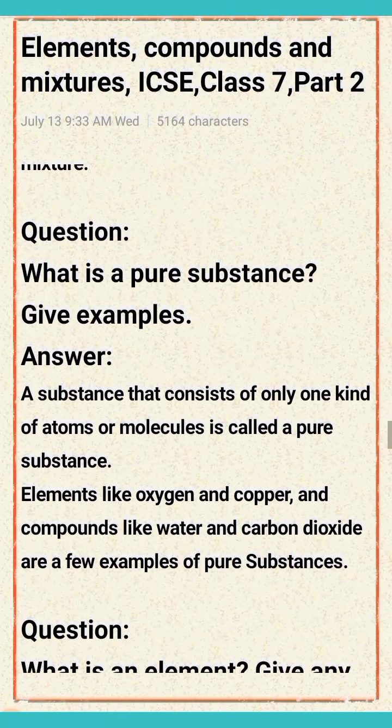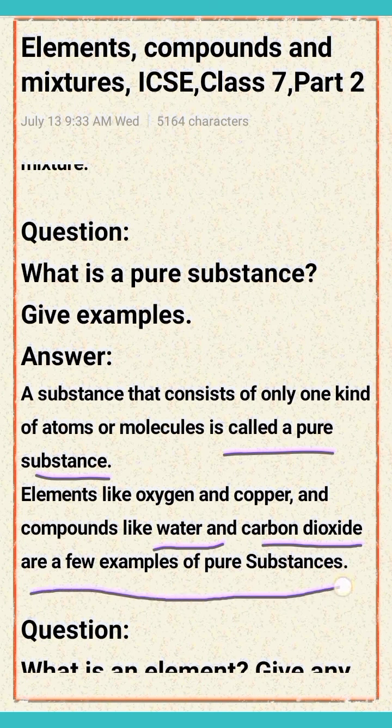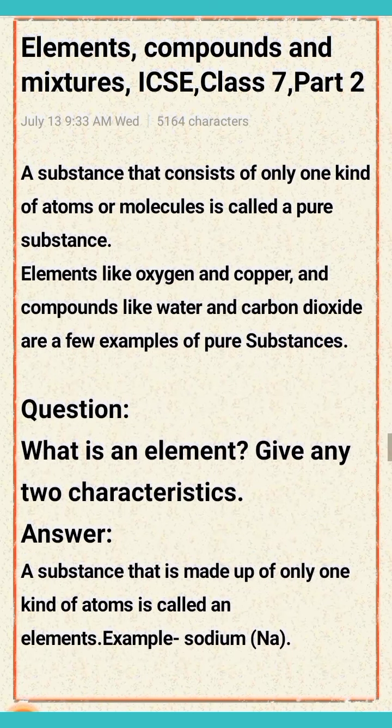Give an example. A substance that consists of only one kind of atom or molecule is called a pure substance. For example, elements like oxygen and copper, and compounds like water and carbon dioxide, are a few examples of pure substances.